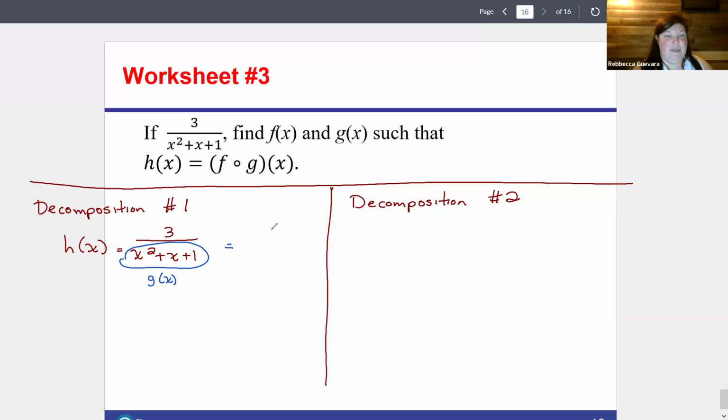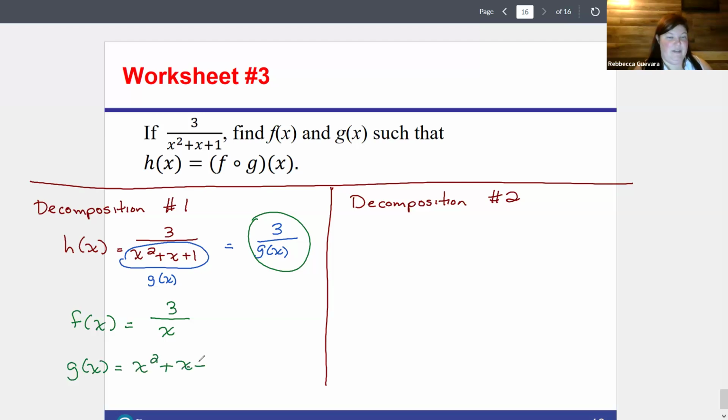So if I do that, this just means that I have 3 over g of x. So now if I want to consider what f of x is, f of x is just going to be this function here. It's just that part that was g, I'm going to replace with x. So f of x is 3 over x, where we have g of x, let me write that underneath, is x squared plus x plus 1. So if you do this decomposition, all of this will replace that x at the bottom.